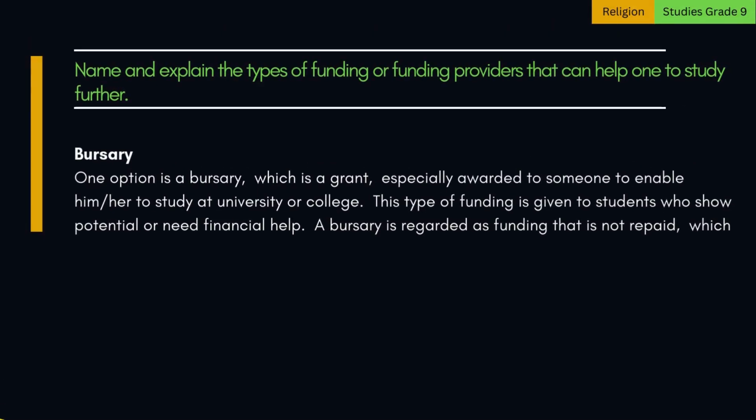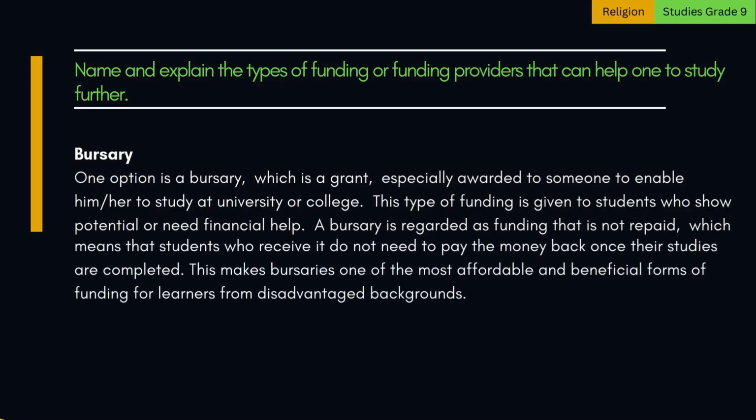1. Bursary. One option is a bursary, which is a grant, especially awarded to someone to enable him or her to study at university or college. This type of funding is given to students who show potential or need financial help. A bursary is regarded as funding that is not repaid, which means that students who receive it do not need to pay the money back once their studies are completed. This makes bursaries one of the most affordable and beneficial forms of funding for learners from disadvantaged backgrounds.